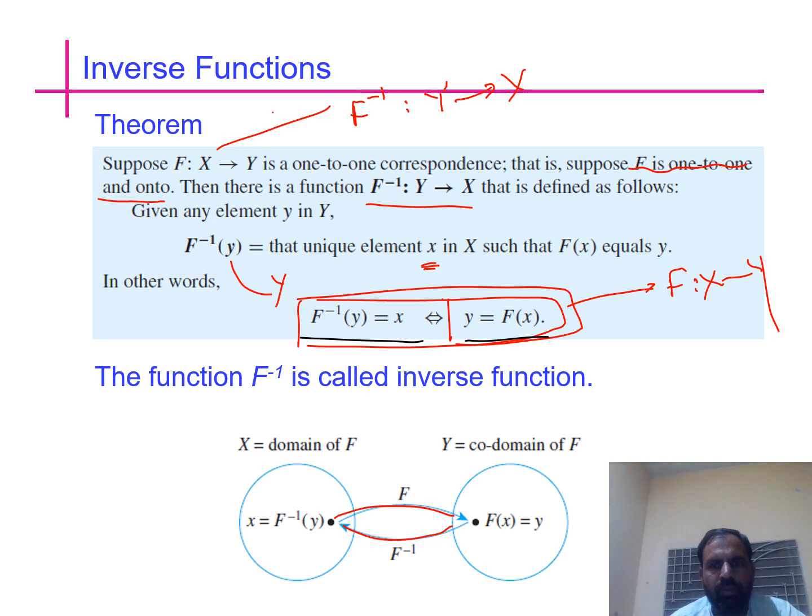Inverse functions we already discussed in the previous slide. Again I repeat it. F inverse of y is equal to x if and only if y is equal to f of x. This is the diagram of the inverse function. You can say when the codomain becomes the domain, the function f from x to y is a simple function, and y to x is the f inverse function.